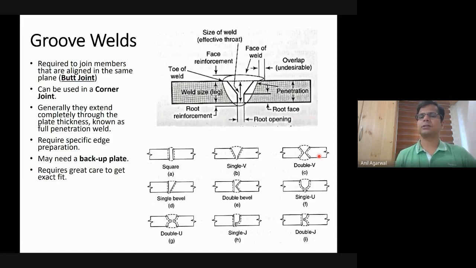The challenge here is that you have to repeat the process twice. You have to first machine one side of each plate, then machine the other side, then weld from one side, then turn the whole thing and weld from the other side. So for thinner plates, it may not be a huge advantage, so you may go for a single V. But for thicker plates, double V is obviously more advantageous because the volume of material that you have to remove and fill back is lower in a double V groove. Okay.